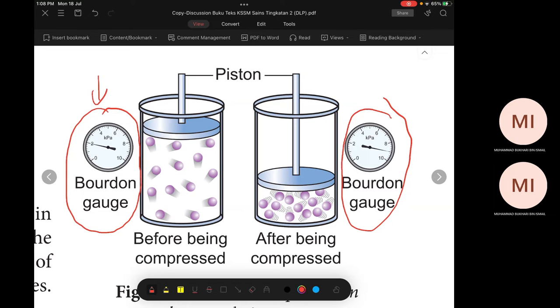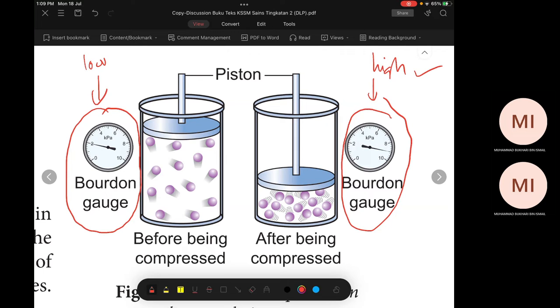For this one, is the reading high or low? 2 kilopascal. This is low. But when you compress the piston, you can see the reading is high. Okay? You want to know why this happens? As I mentioned before, gas pressure is produced when there is collision between what? Particles and the wall of the container, right? So when you compress the piston, what happens to the volume? The volume decreases, right? So what happens to the frequency of collision? Higher frequency of collision, therefore the pressure will be higher. That's why we have a higher reading on the Bourdon gauge.